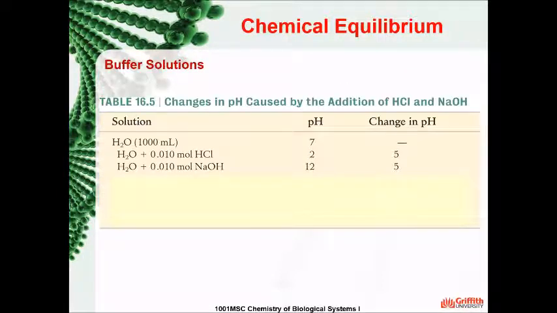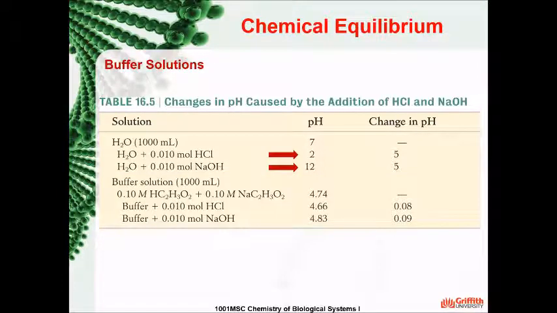This table shows the benefit of the buffer system in resisting the pH change. In the first example, we have a water sample with no buffer, so the pH is 7. If we add 0.01 mole of HCl, the pH quickly drops to 2. Likewise, if we add 0.01 moles of sodium hydroxide, the pH will jump to 12.